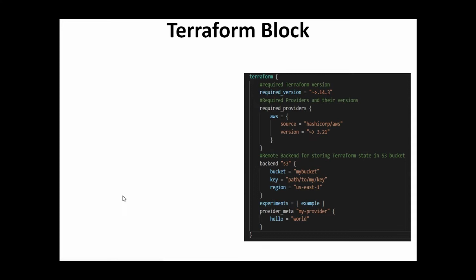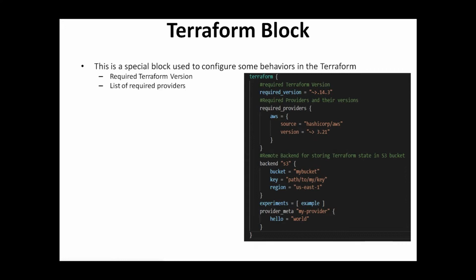Earlier, before version 0.14, we did not have this Terraform block. From 0.14 version onwards, this block has been introduced. This is a special block used to configure some behaviors in Terraform. Something like what is the required Terraform version we are supposed to use, and what is the list of required providers for your respective applications, whatever the infrastructure we are planning to provision. The Terraform backend information can also be provided in this Terraform settings block.